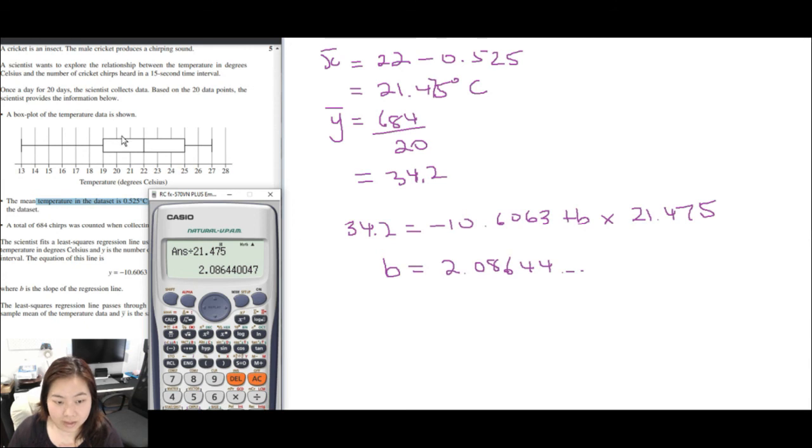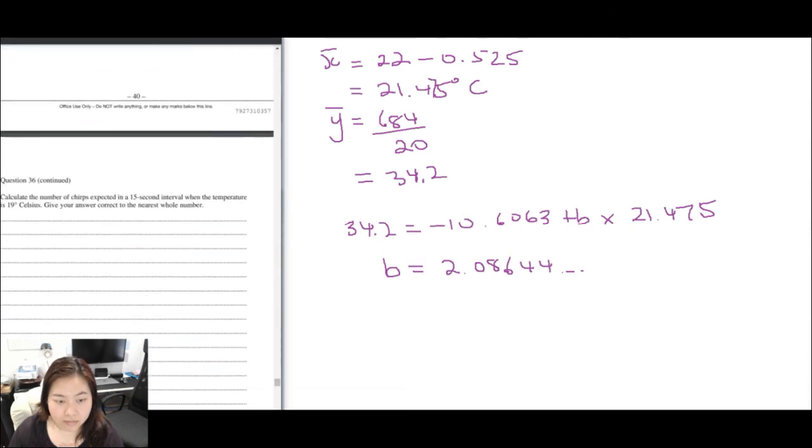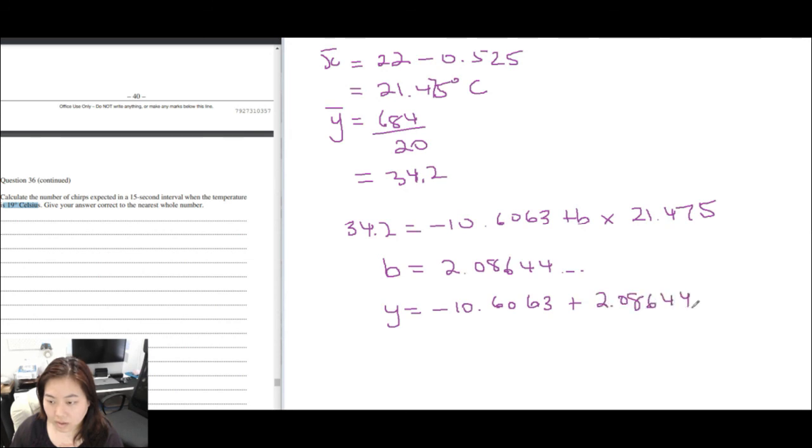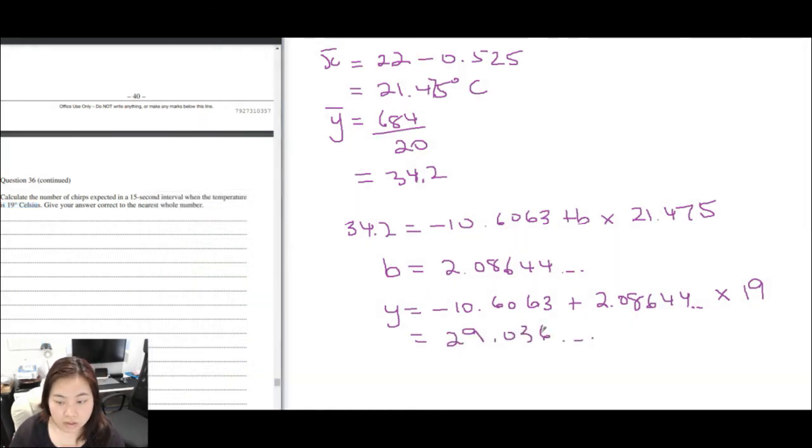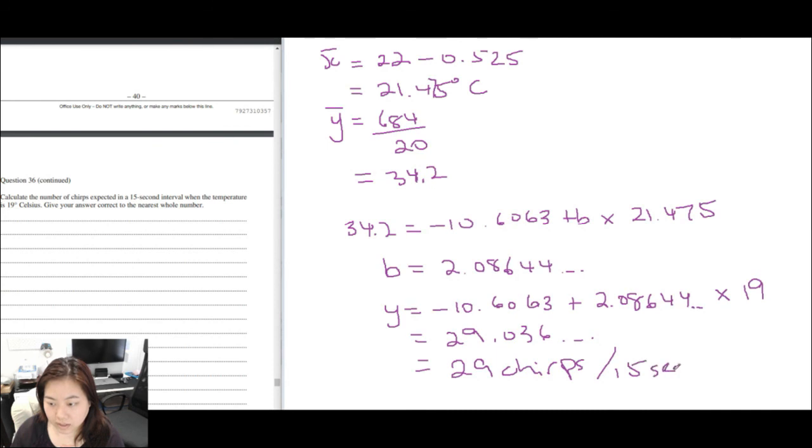Now that we have b and we have the x, we can find the y. y is equal to minus 10.6063 plus b times 19. To the nearest whole number, that's 29 chirps per 15 seconds.